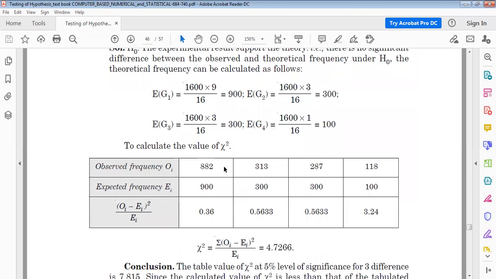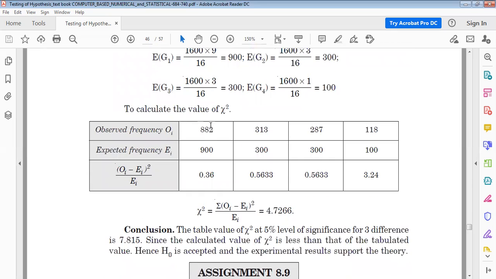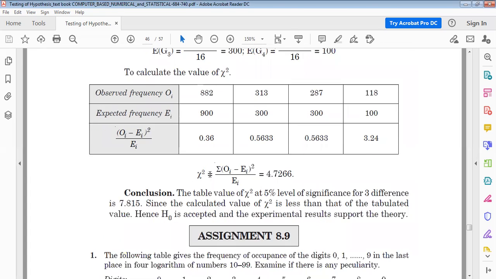So how many expected values? 4. Now the observed values are given in the question, and the expected values we have calculated: first group 900, second group 300, third group 300, and fourth group also 100. So we take the difference divided by Ei, and whole squared. We get this third row. So the chi-square value is the sum of this divided by Ei, which is 4.7266.